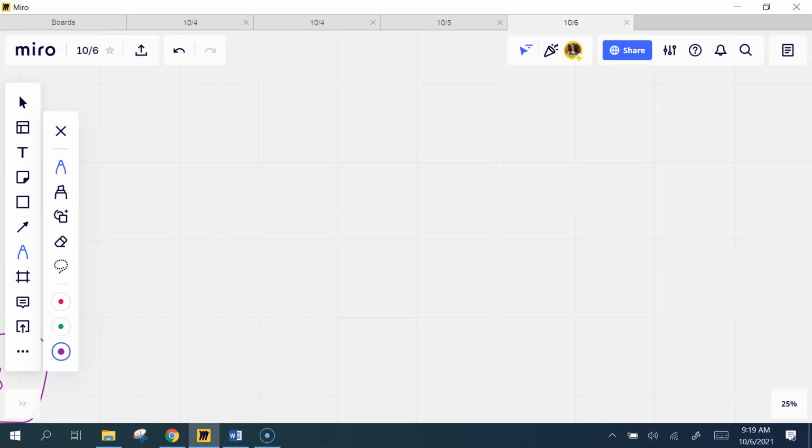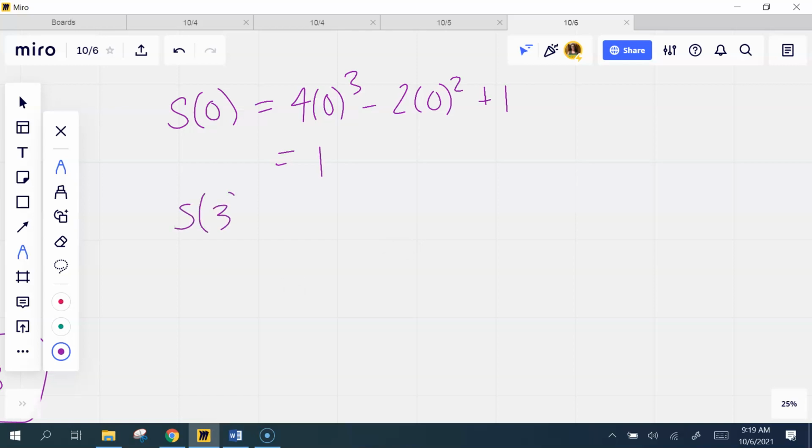Plug it into the position formula. So S of t: if you do S of 0, you get 4 times 0 cubed minus 2 times 0 squared plus 1, which is 1. You do the same process for S of 3, you get 91, and you just subtract those two values to get 90 feet.